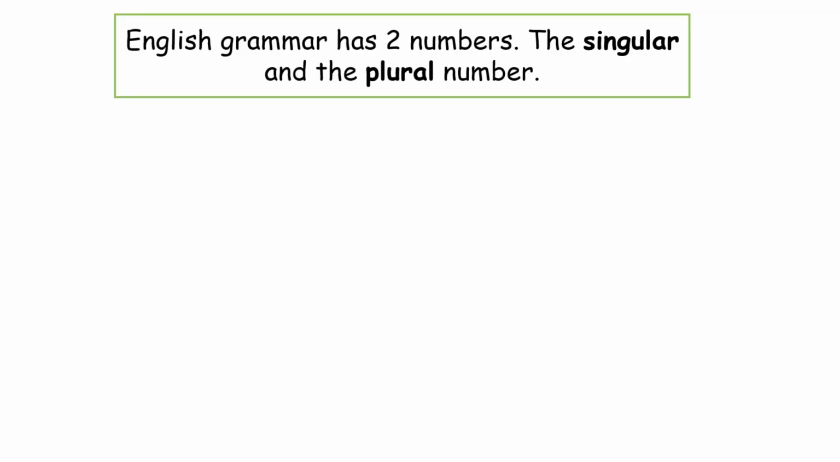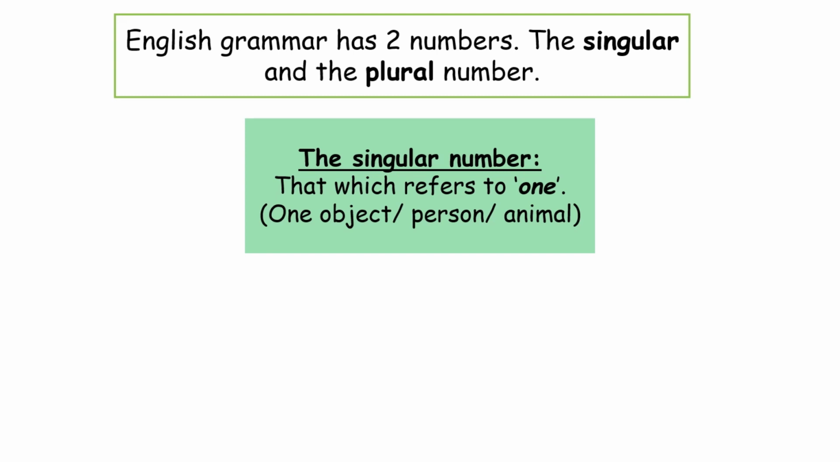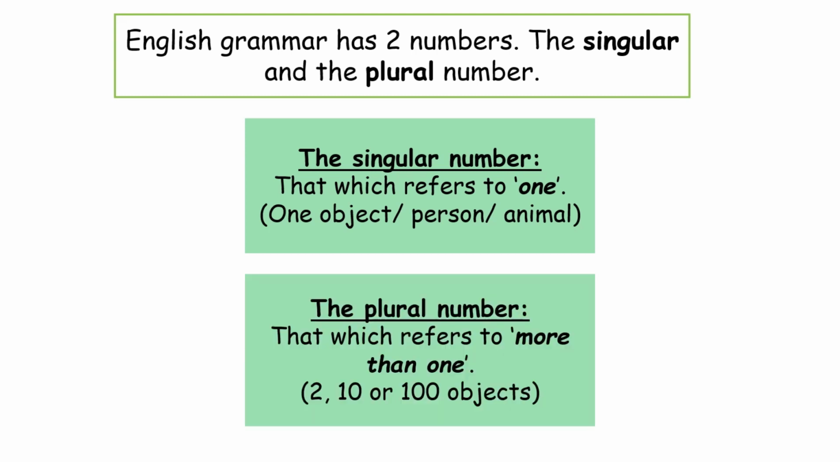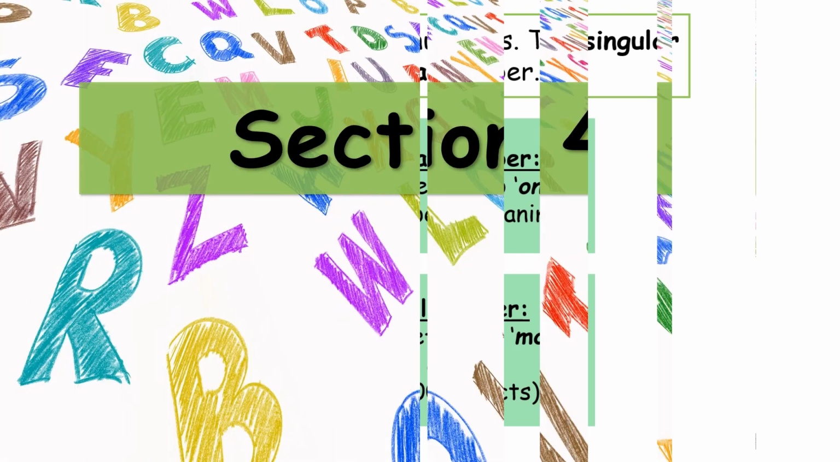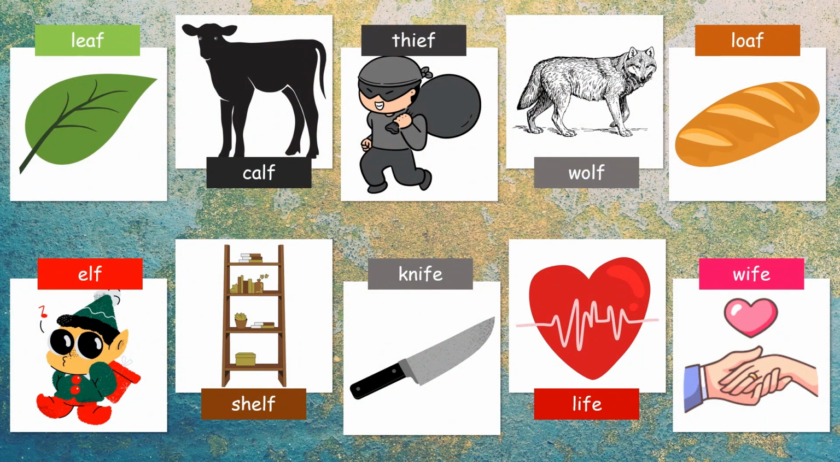Let's do a short recap of what singular and plural mean. Singular refers to one. You use a singular noun when referring to one person, one animal, one object, and so forth. Plural refers to more than one. You use a plural noun when referring to 2, 10, or 100 objects.